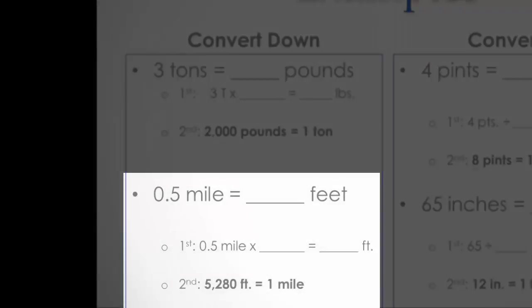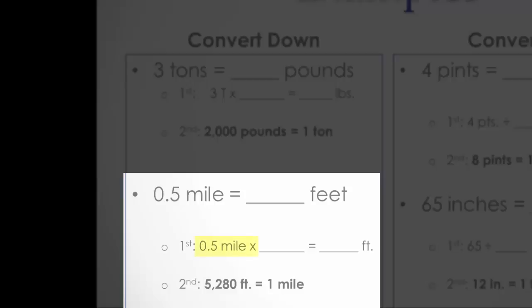For my second example, I'm going to go from 0 and 5/10, or half a mile, and I want to know how many feet that is. So my first step is to look at my measurements. I know half a mile, and I know miles is bigger than feet, so I know I'm going from bigger to smaller, so I'm converting down in my measurements. So I'm going to use multiplication.